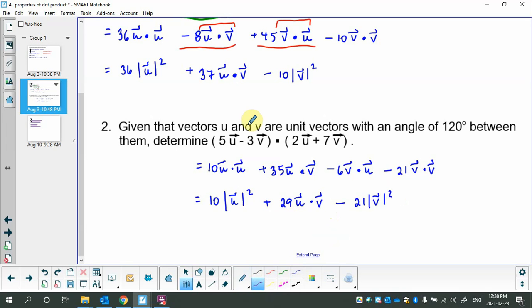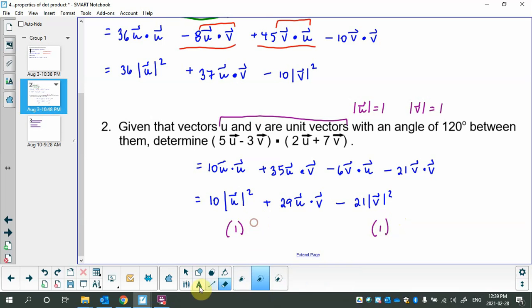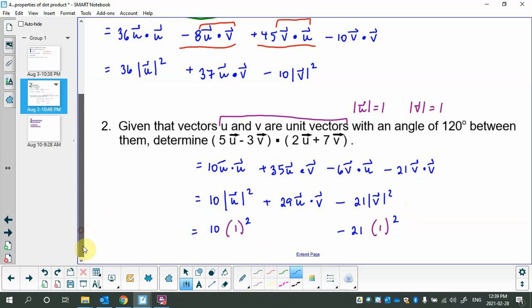I'm going to do the first things in 0, and it says u and v are unit vectors. That means the magnitude of u is 1 because it's a unit vector, and the magnitude of v is 1 because it's a unit vector. So I'm going to take this and turn it into a 1, and I'm going to take this and turn it into a 1. There we go.